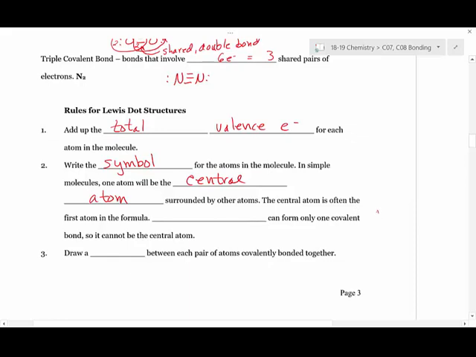So in the case of CCl4, carbon begins in the middle. And by central, I am saying that all other atoms in that molecule connect to it. There is only one atom that will not be the central atom, and that is hydrogen, because hydrogen can only form one covalent bond. So in water, oxygen is the central atom, and hydrogen will be on the outside.